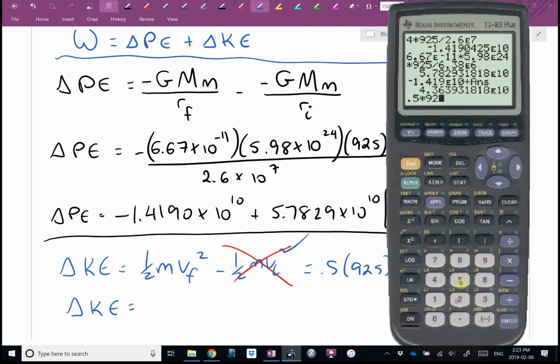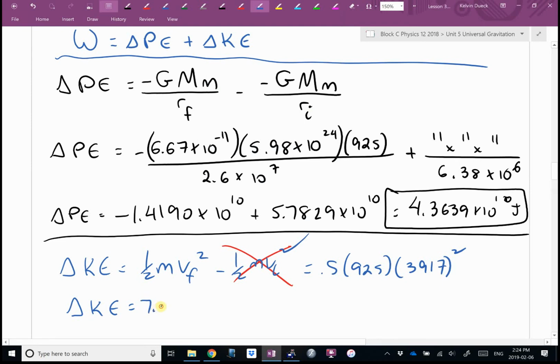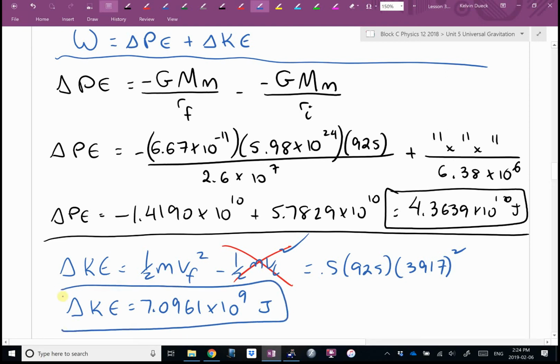0.5 times 925 times 3,917 squared. You get 7.09608, 7.096 times 10 to the 9th. I went to 5 sig figs. I went 7.0961 times 10 to the 9th joules. That's the change in kinetic. I'm going to put a box around that.